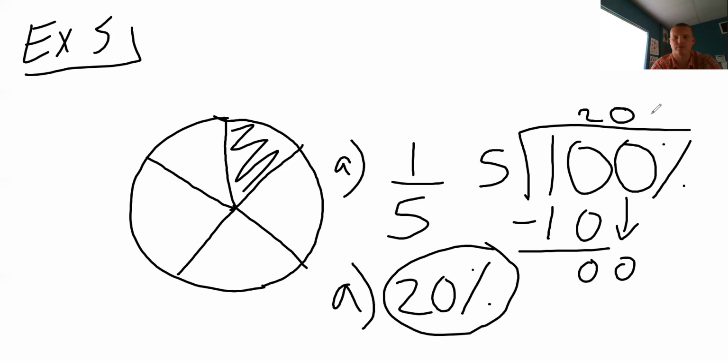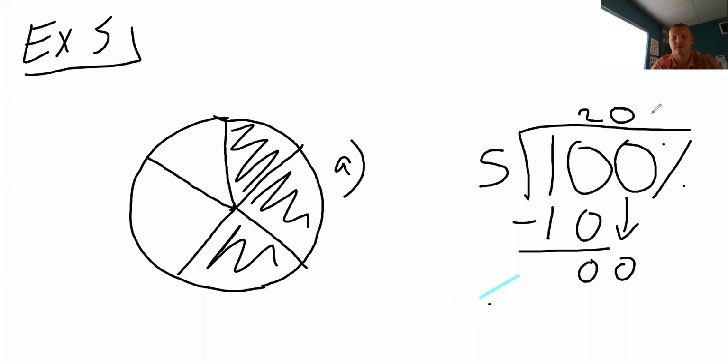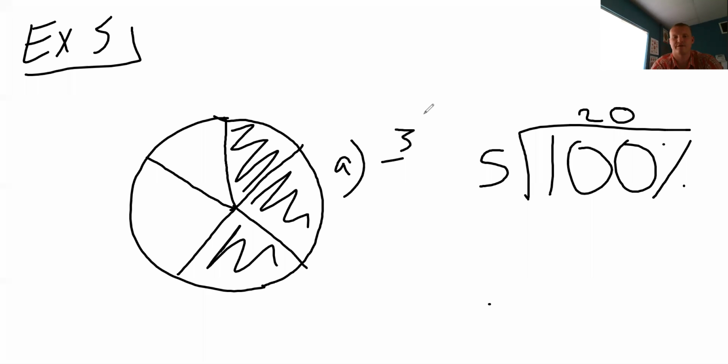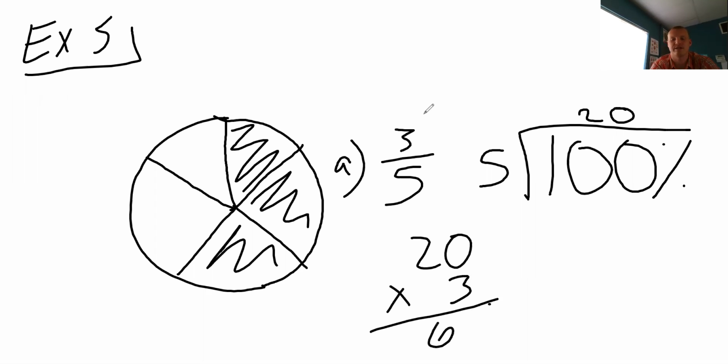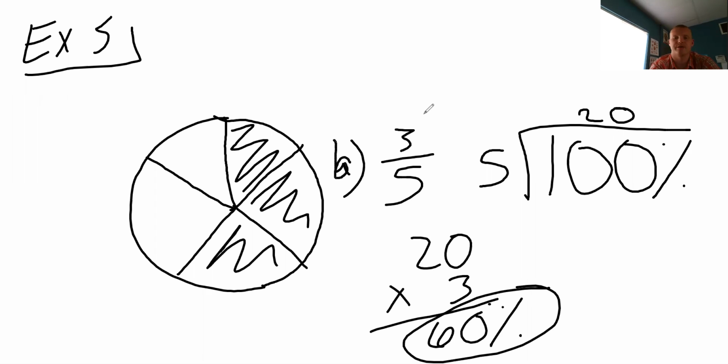Letter B, yep, we're going to do letter B. So if I had 3 of these sections shaded in, no, don't clear all. So if I had 3/5, now all I have to do is take 3 times 20. So 20 times 3, which is going to be 60, 60%. So I multiplied my numerator by my denominator, and that was letter B.